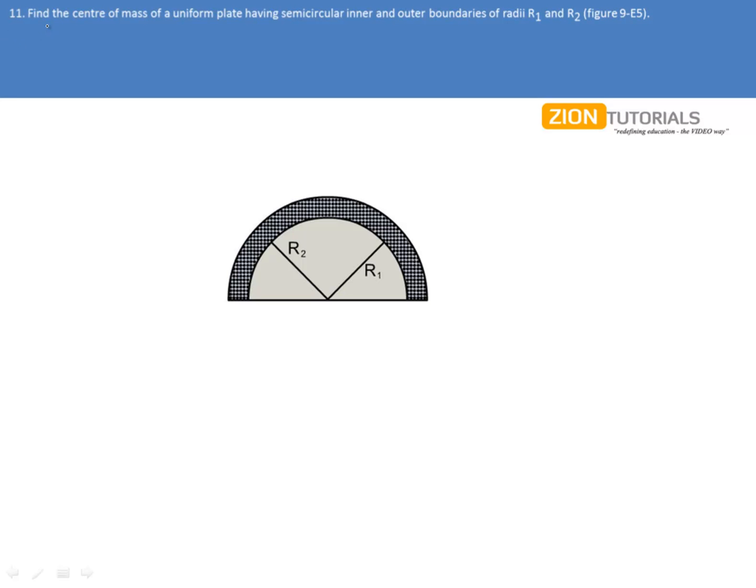As the question says, find the center of mass of a uniform plate having semicircular inner and outer boundaries of radius r1 and r2. So as we all know, for the center of mass, this is symmetric about the y-axis, so obviously the x-coordinate is going to be 0. The only thing left is to find the y-coordinate. And we know that YCM will be summation of mi yi over summation of mi, right?